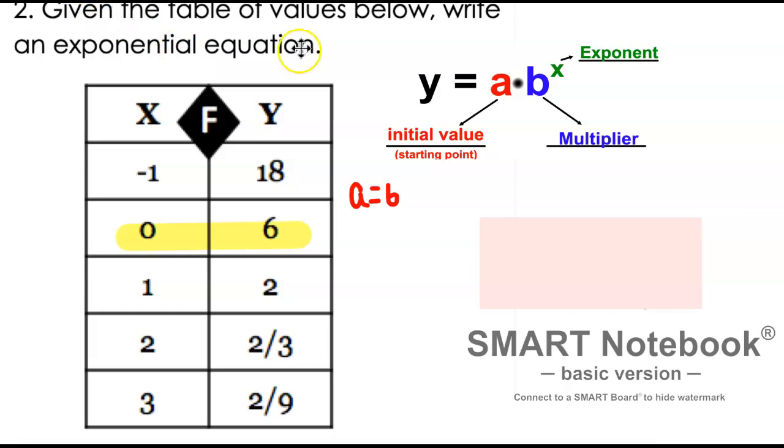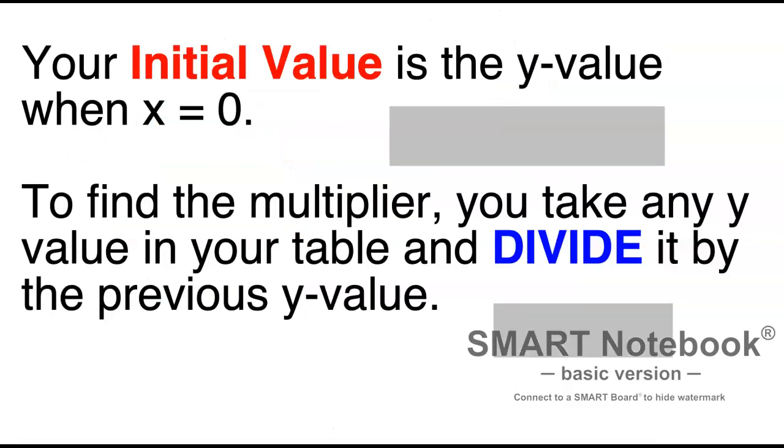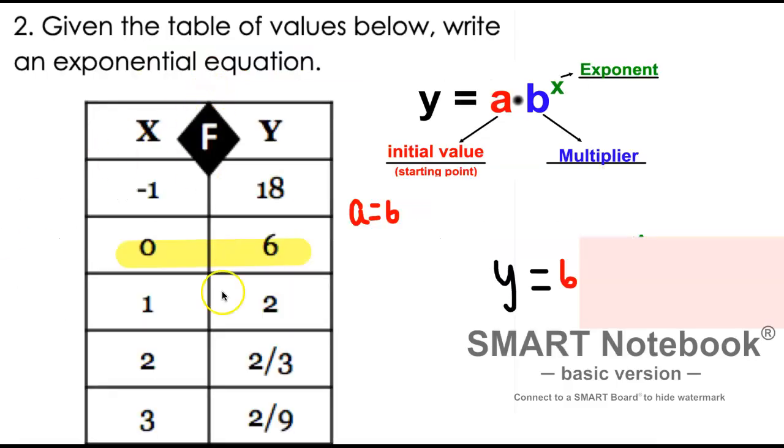So when we start to write our equation, we know it's going to be y equals 6. And we still have to figure out the rest of it, but we know that a value is 6. Now, to figure out the multiplier, if we go back in our notes, it says to find the multiplier, you take any y value in your table and divide it by the previous y value. So let's do that. Let's use this y value of 6 because we're already looking at it.